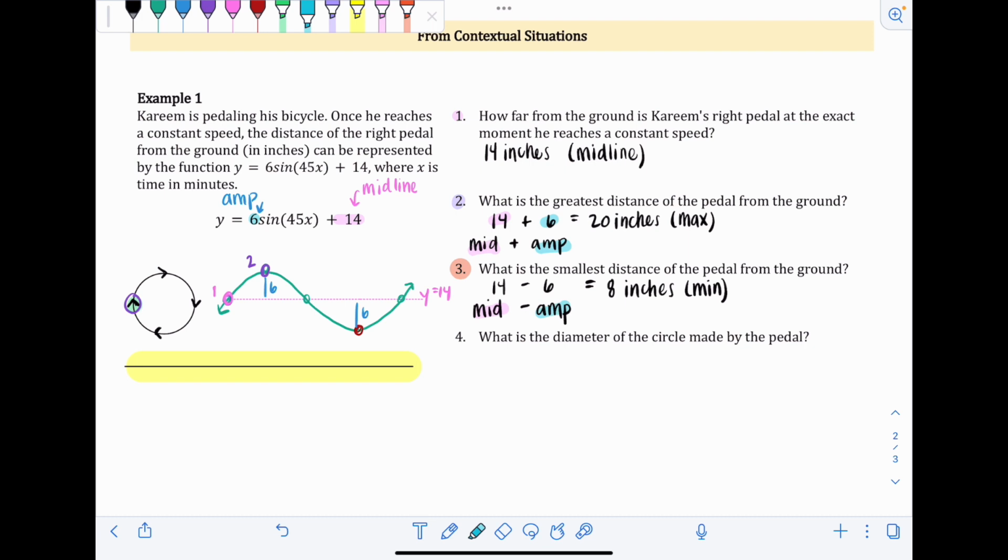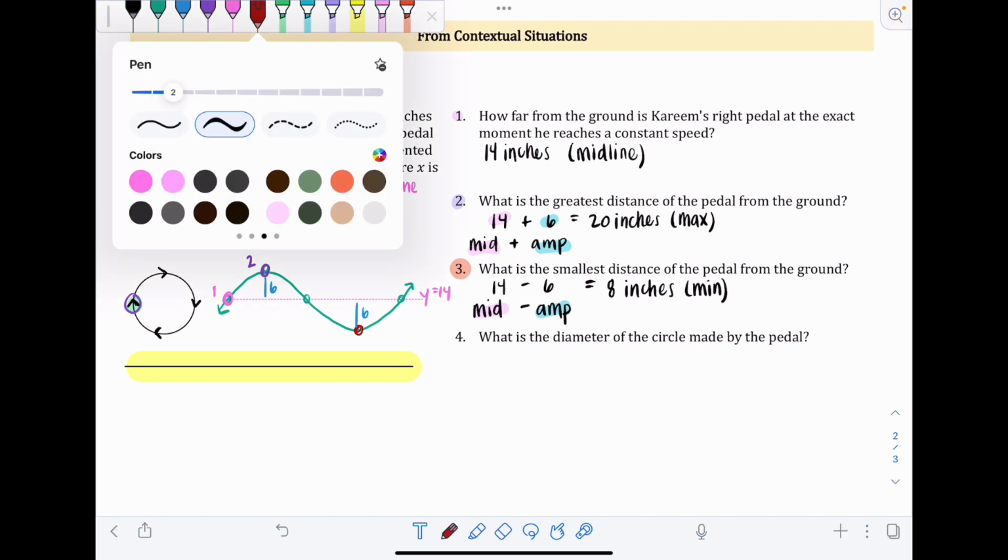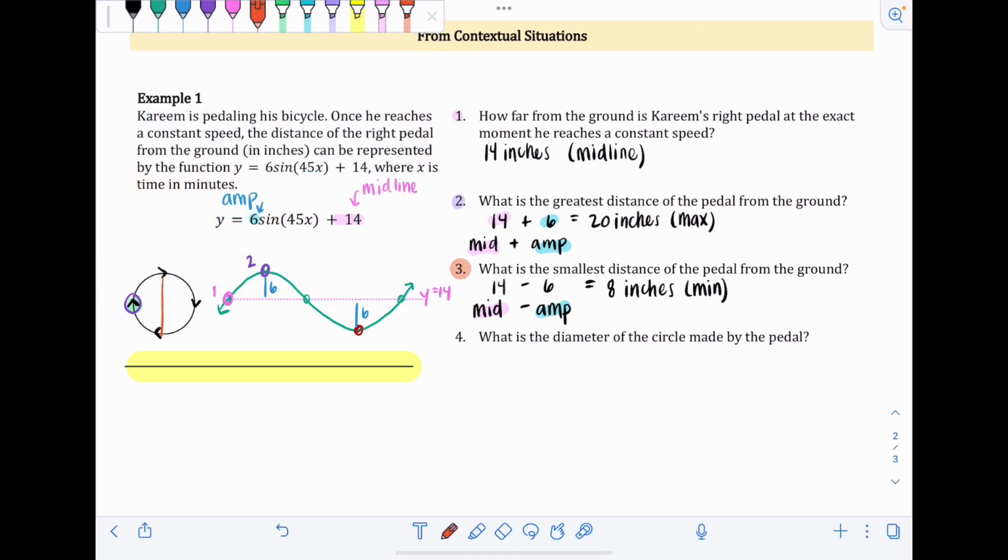Okay, and then number 4, what is the diameter of the circle made by the pedal? So I think this one is almost easier to use our circular picture first to make a little bit of sense of it. So the diameter, we know the pedal is moving in a circle. The diameter is the distance across the circle through the center. So it'd be this distance. Hold on, I'm going to grab a different color because I'm running out. It'd be this distance right here. So through the center and all the way across the circle, that's the diameter.